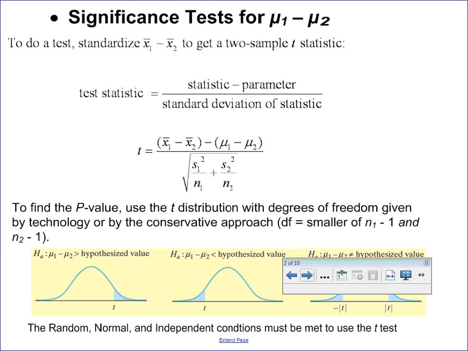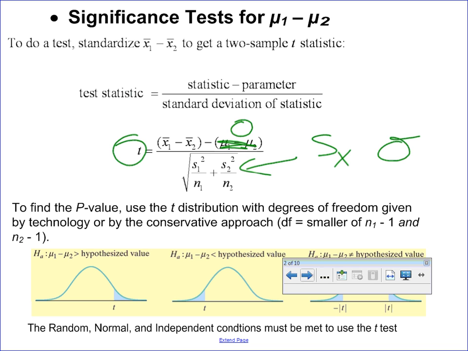So the significance test is what we were doing before. The nice thing is most of the time this value is going to be 0, because that's our null hypothesis. And it's a t-statistic because we are using S, the standard deviation of the sample, as opposed to the standard deviation of the population.